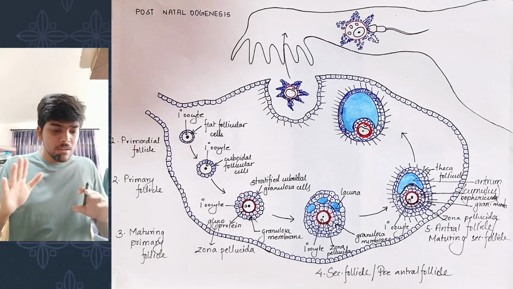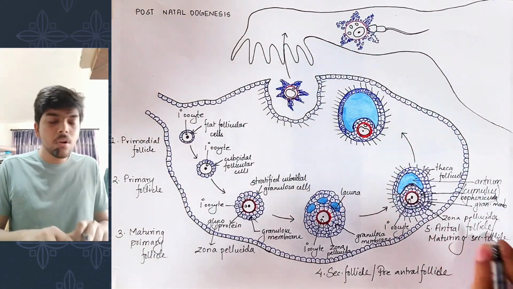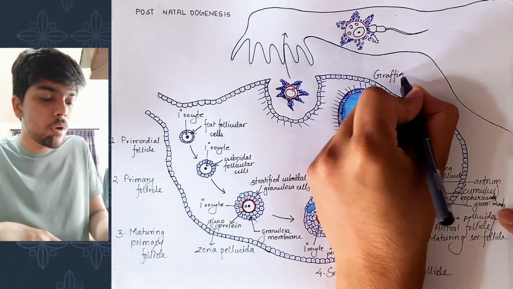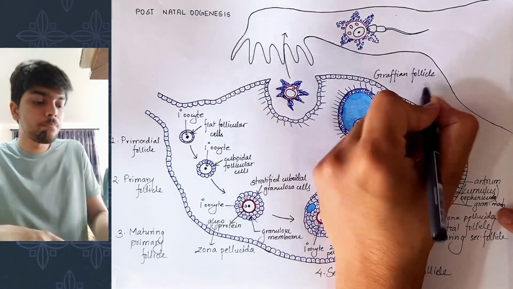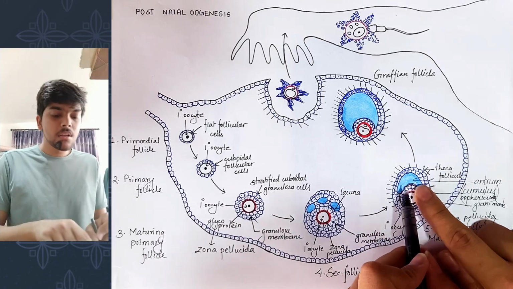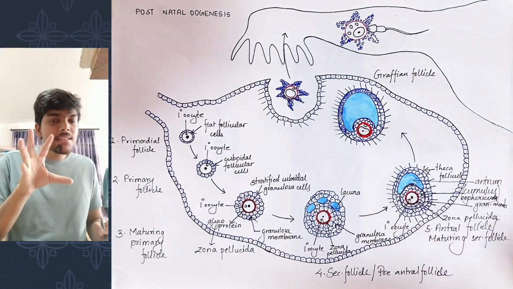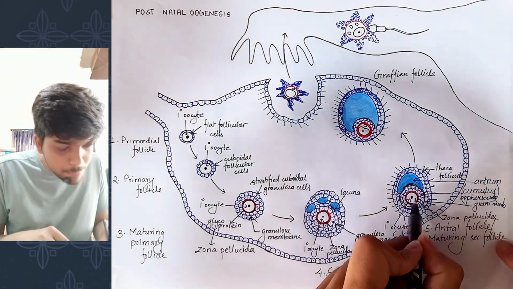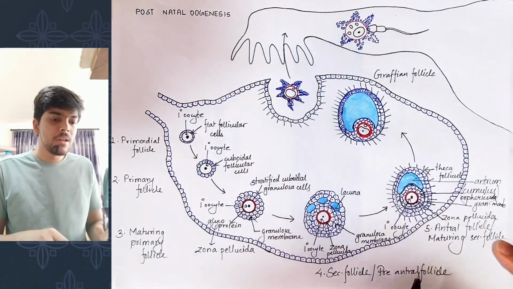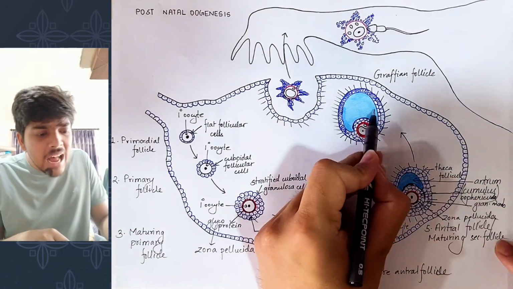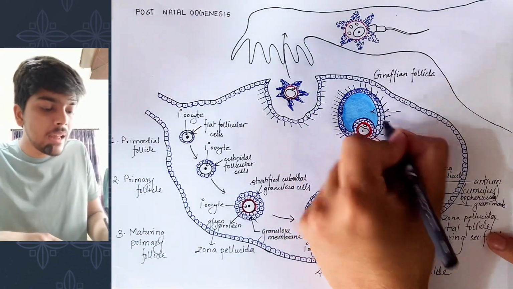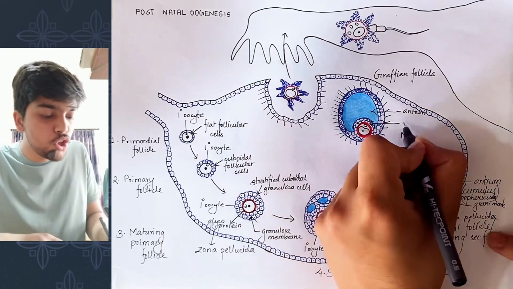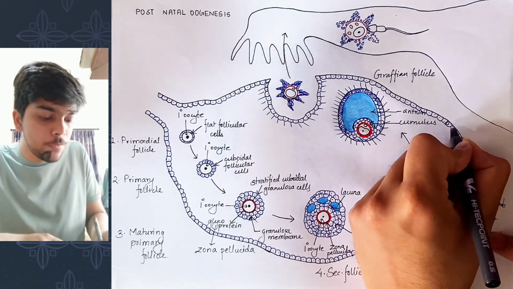And that's it. The secondary follicle or the antral follicle finally matures into graafian follicle. Let's learn about graafian follicle. So, this fluid-filled space called antrum increases in size. As the antrum increases in size, it pushes the primary oocyte to one corner and forms graafian follicle. So, this large fluid-filled space is nothing but antrum. The cells surrounding the oocyte is cumulus oophericus.